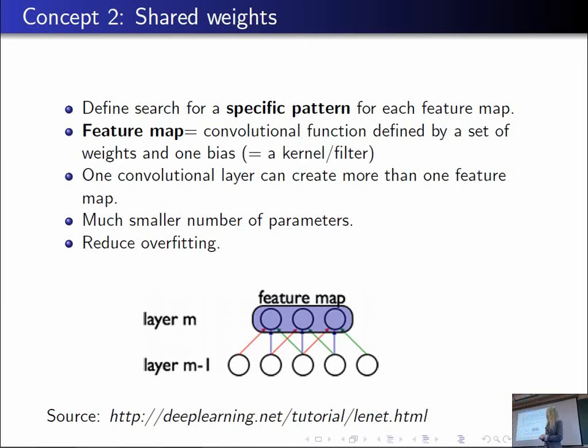Last point is that a feature map is trying to determine a specific pattern. For one convolutional layer, you can have different feature maps in parallel, and so each feature map will try to extract one pattern from the previous layer.